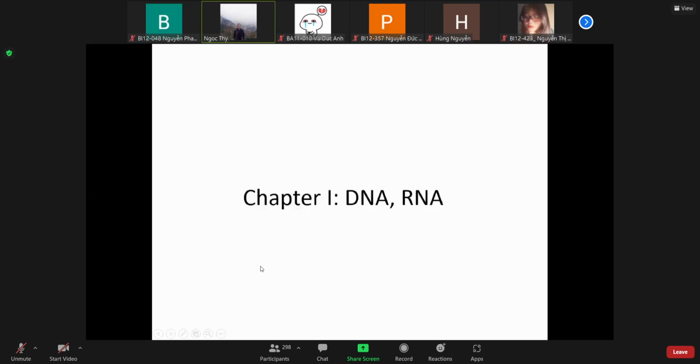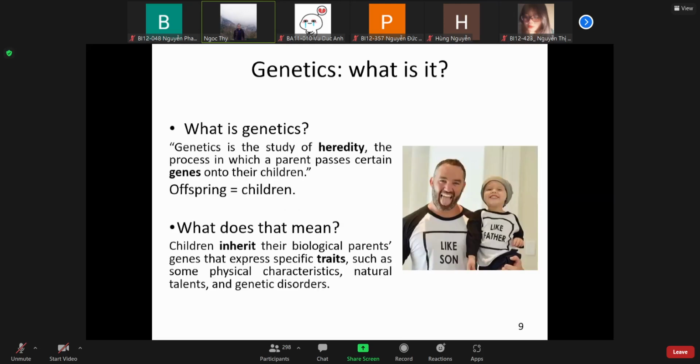So, chapter 1, DNA and RNA. So, what is genetics? Genetics is the science focused on heredity. Heredity is the phenotypic characteristics that a parent can pass on to its offspring.